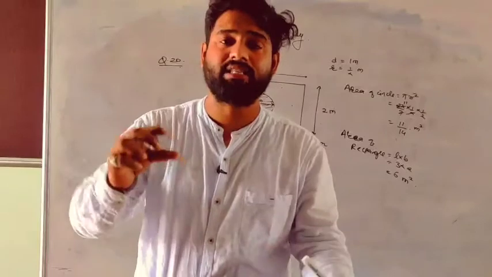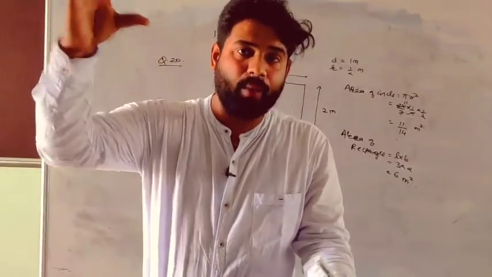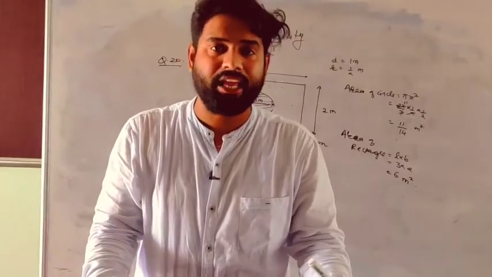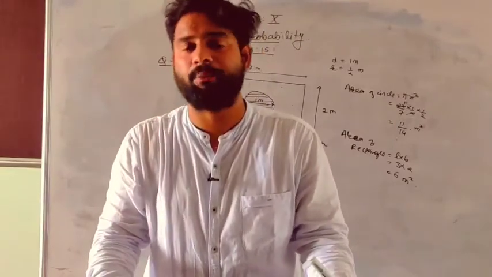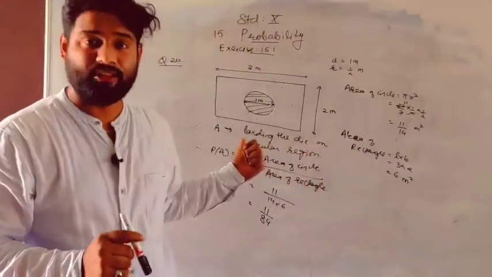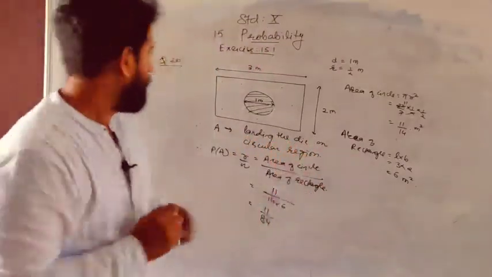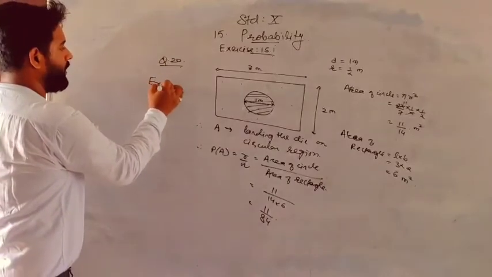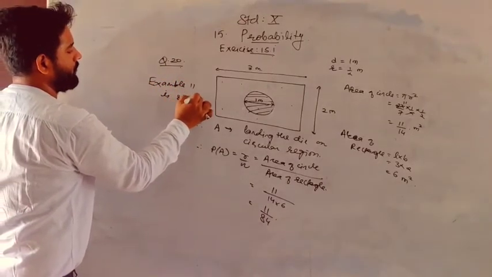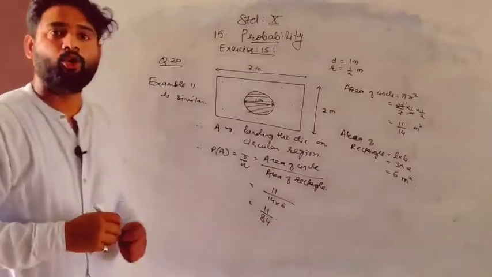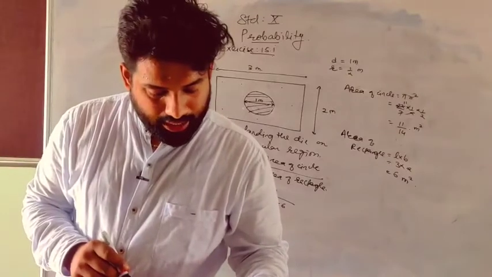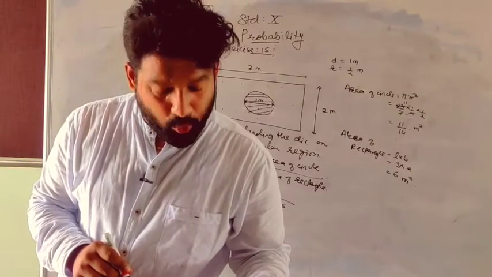So your answer is area of square upon area of rectangle. All the dimensions are given. Find out the area of square and area of rectangle and put it in the answer formula. You'll get the answer. Similarly, this example number 11 is similar, right? So you should note it down. Okay, so let us move forward and let us solve question number 21.